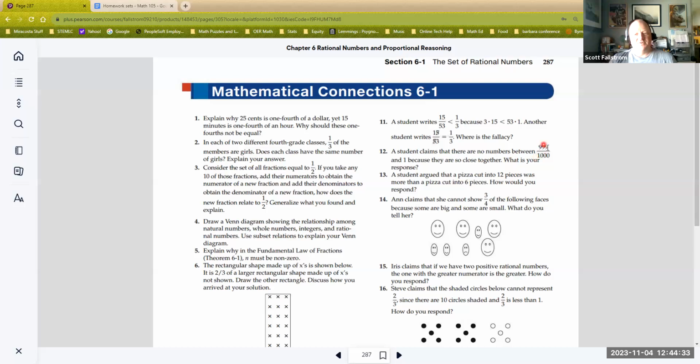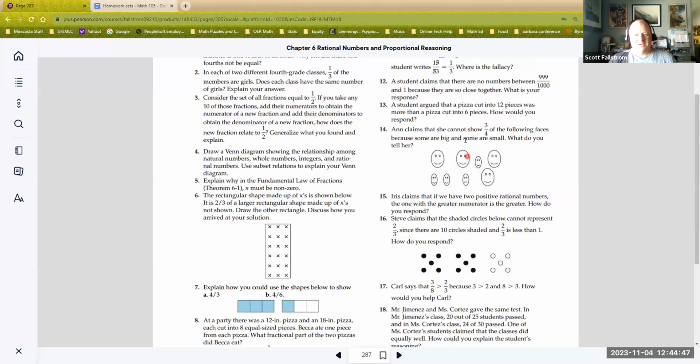There are no numbers between 999/1000 and 1 because they're so close together. How do you respond? Cut a pizza into 12 pieces, and that's more than cutting it into 6 pieces. This is student thought processes. Cannot show 3/4 of the following faces because some are big and some are small.